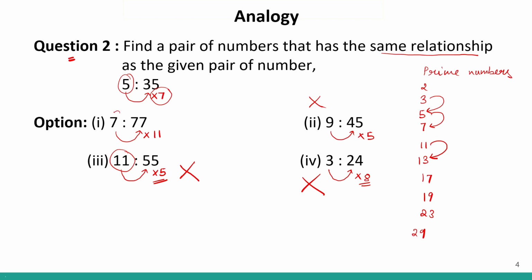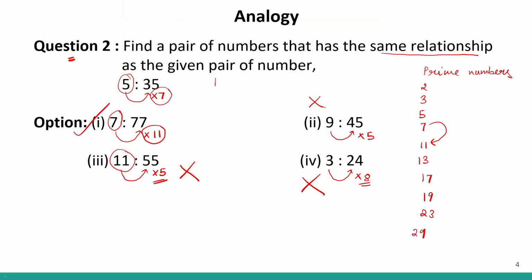Now let us come over here. We have 7 and 11. The next prime number after 7 is 11. Correct? So this is the one that follows the same logic. Answer should be 1, 7 is to 77. Clear? This should be the answer. 7 is to 77, because this bears the same relationship.